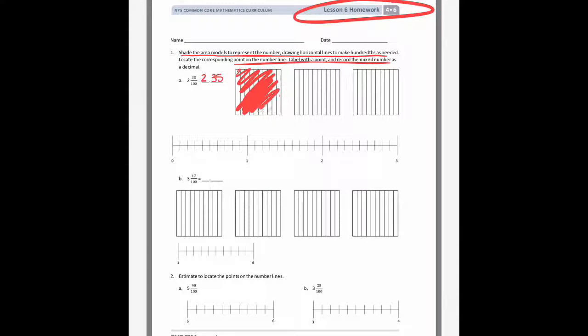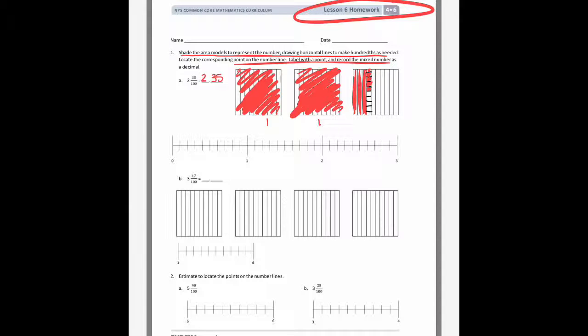If I'm going to shade it in, I need to shade in 2 whole blocks, so that's 1 whole, and that's 2 wholes. And then if I need to do 35 hundredths, well, that's the same thing as 3 tenths, so I'm going to shade in 3 tenths. And then I need to do 5 hundredths, and I could split the whole thing, or I could just split the next tenth into hundredths. So I'm going to do that. And then I'm going to shade in 5 of them for the 5 hundredths to get 35 hundredths, or 3 tenths and 5 hundredths.